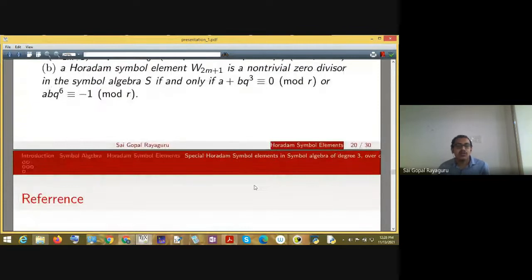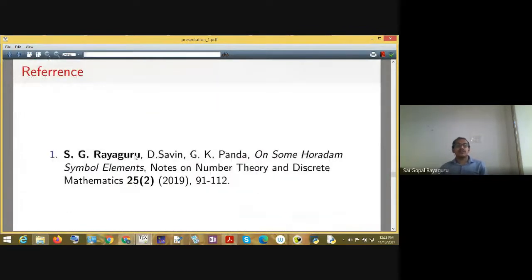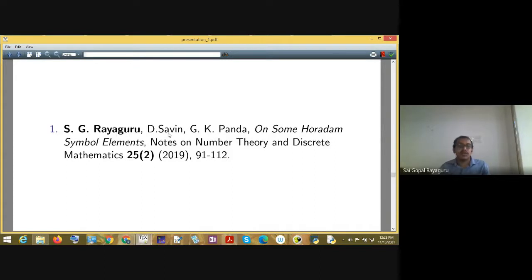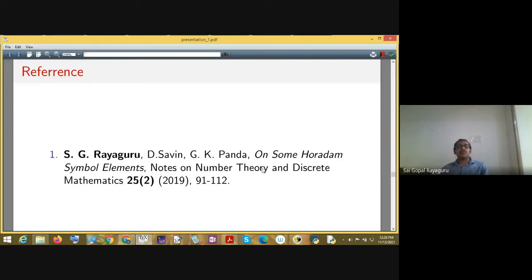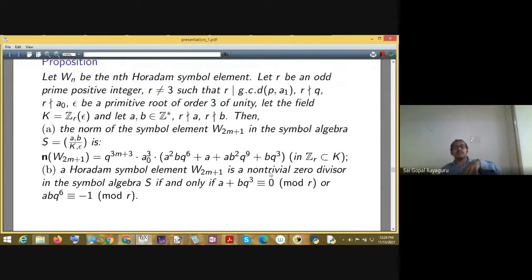There are lots of references, so I have not included them. You can go through this paper. This is a joint work with Diana Sevin from Columbia and Professor Panda, and it is published in Notes on Number Theory and Discrete Mathematics. You can go through this paper to find the other references for the study that I have not included.